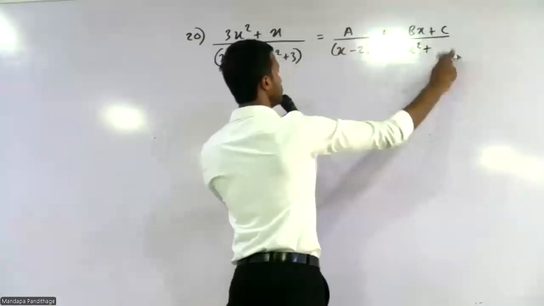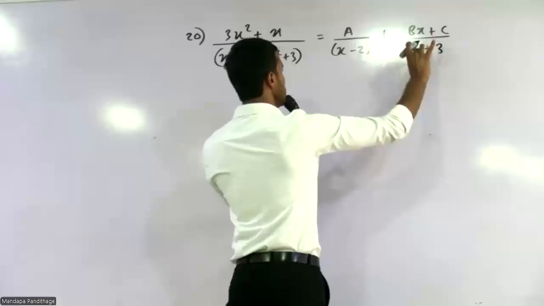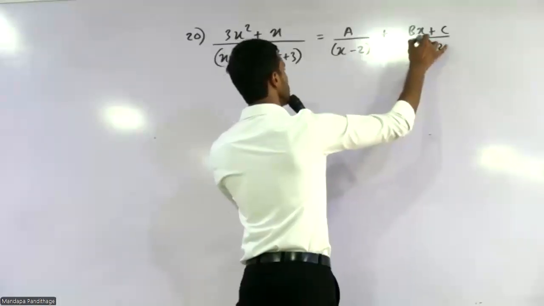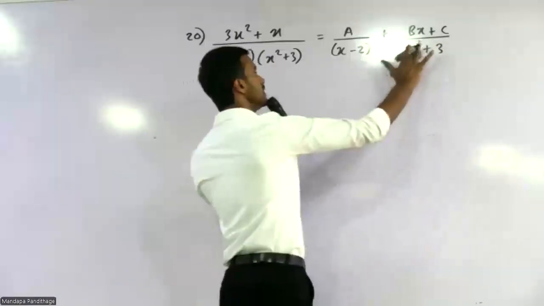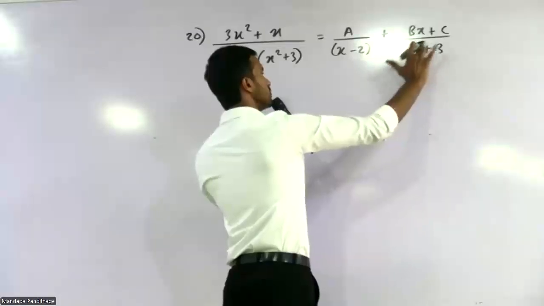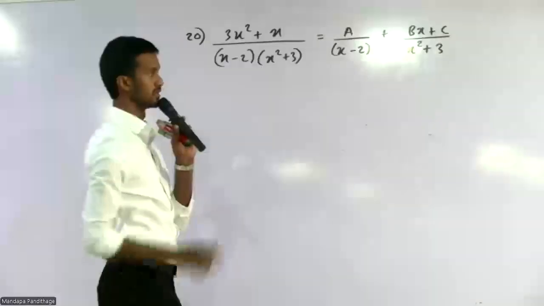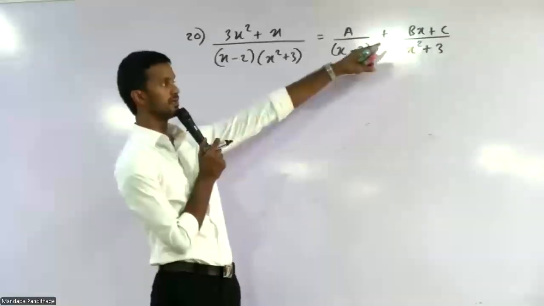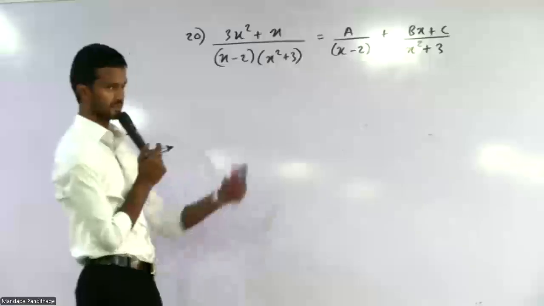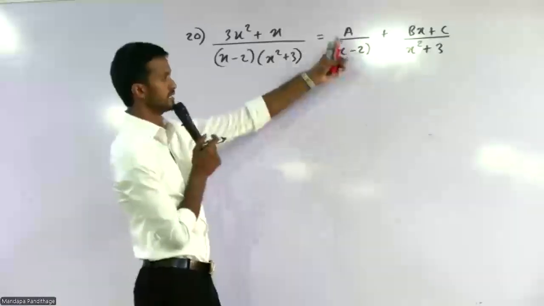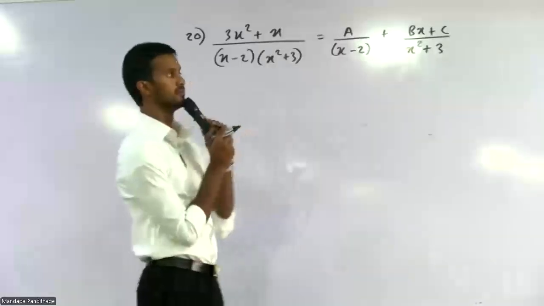So why do I use Bx plus C? Because the denominator's degree is 2, so the numerator's degree should be 1. What is the general polynomial with the degree 1, or the first degree? It's Ax plus B basically. But since we have used A, I have taken Bx plus C.